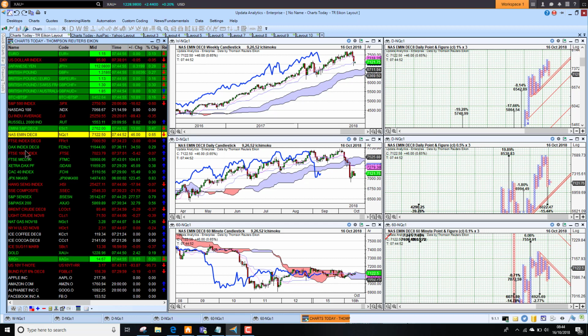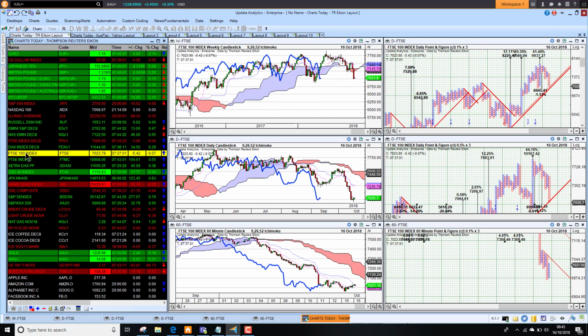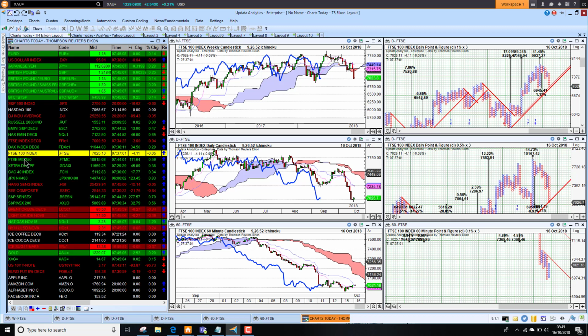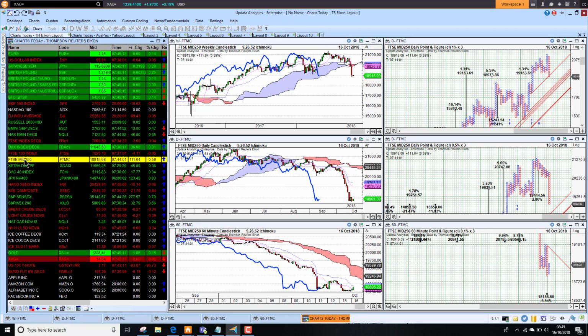The FTSE actually opened down slightly this morning, and again looking pretty bearish, and that long-term chart turning bearish is a big concern after last week's move. And if we look at the FTSE 250, the UK mid caps, that's also looking worrying. So it's hard to be bullish and positive about the markets with this chart outlook at the moment.